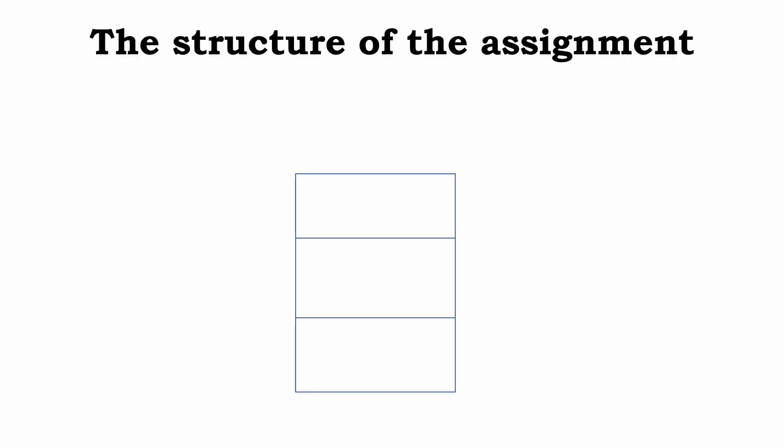Moving on, we have discussed the introduction. Now we will discuss the main body, and this will be followed by a discussion of the conclusion.